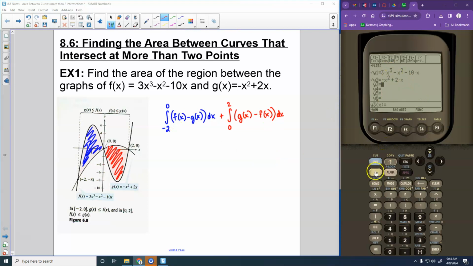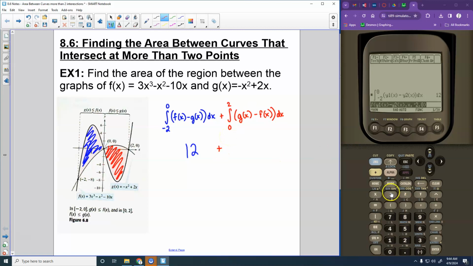For this, I can go back to my main screen here, and I can integrate. And if I do that first part, I'm going to do y1 of x minus y2 of x, and I'm going to put comma x, comma -2, comma 0. And you could do the second part here as well, but sometimes I'm just afraid of getting too much going. So that area right there in blue is 12.